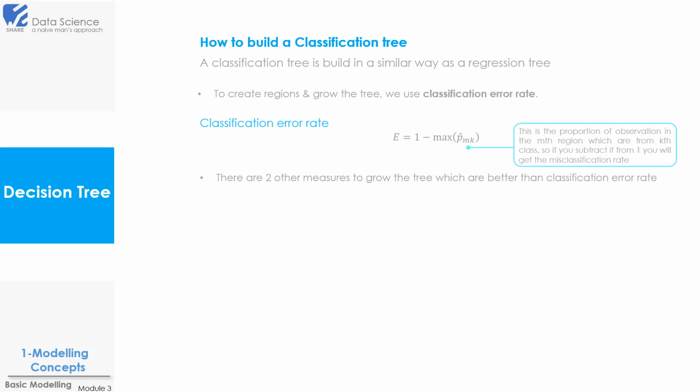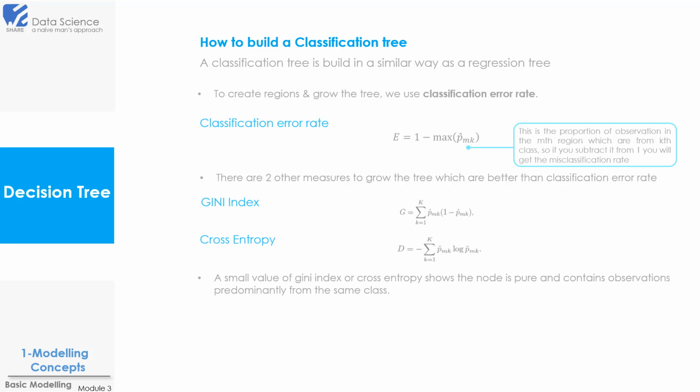However, it turns out that classification error rate is not the best way for growing a tree. So in practice, two other measures are preferable for growing the tree. First is the Gini Index, and the formula for it is shown here. And second is the cross entropy. Again, the formula is given here on the screen. Now a small value of Gini Index or cross entropy shows the node is pure and contains observations predominantly from the same class. So our goal while growing a tree is to minimize the Gini Index or the cross entropy. That is how we build a classification tree.